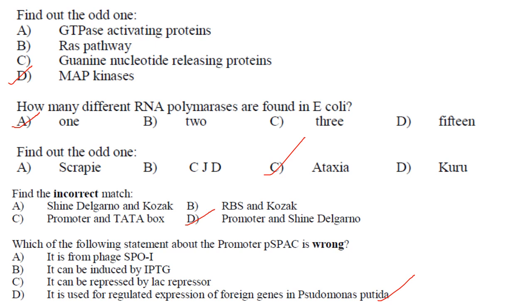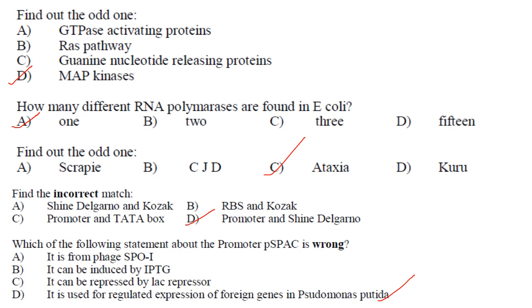Whereas the MAP kinases are specific to amino acids serine and threonine. So the odd one is option D, that is MAP kinases. The next one, how many different RNA polymerases are found in E. coli? Only one. Then find out the odd one, Scrapie, CJD, ataxia and Kuru. So the Scrapie, CJD and Kuru are caused by prions, whereas ataxia is not caused by prion. So answer is option C.